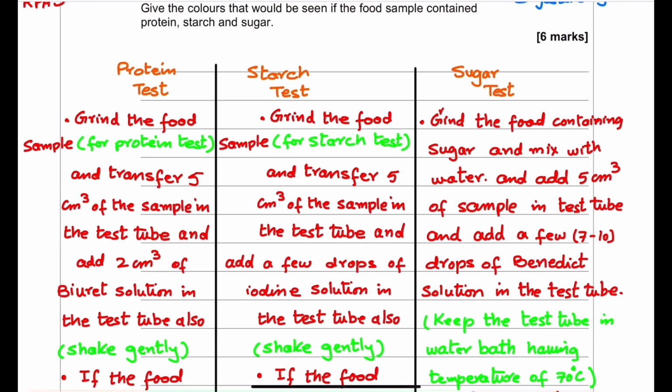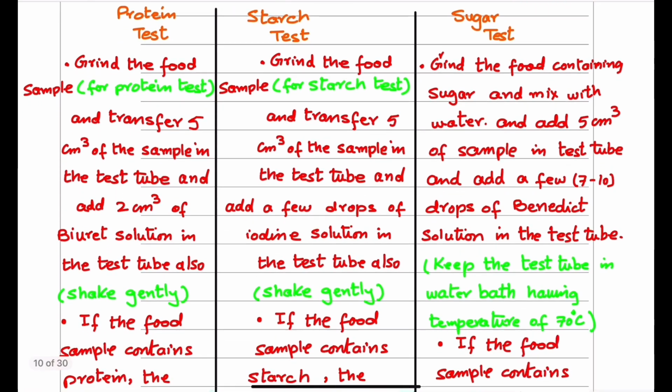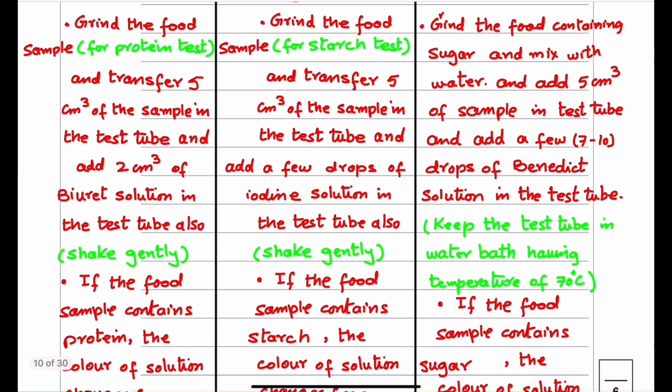Test for sugar. Grind the food containing sugar and mix it with water. Add 5 cm cube of the sample to the test tube and add a few drops of Benedict solution. A few means from 5 to 10 drops of Benedict solution. Extra information is to keep the test tube in a water bath at a temperature of 70 degrees Celsius.